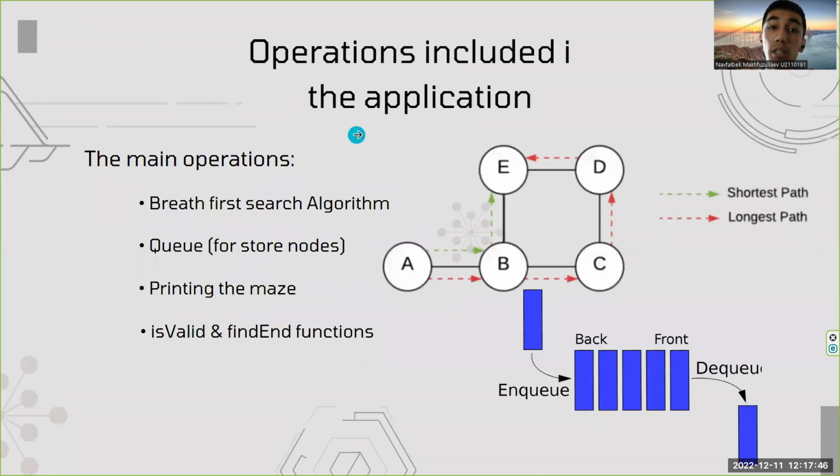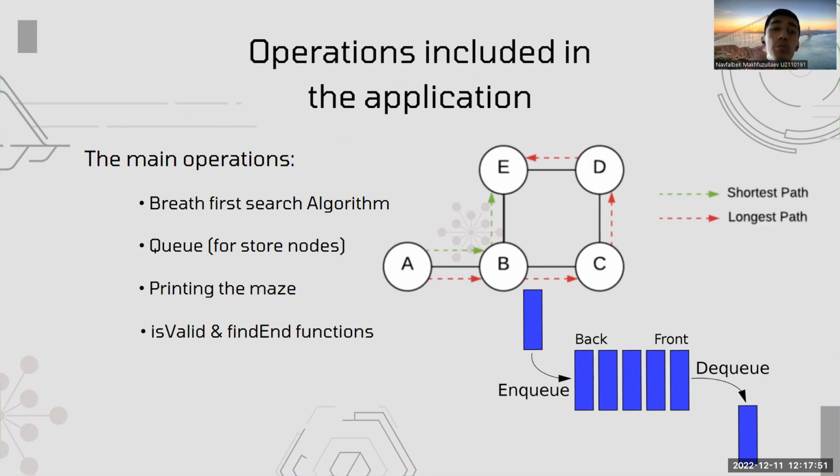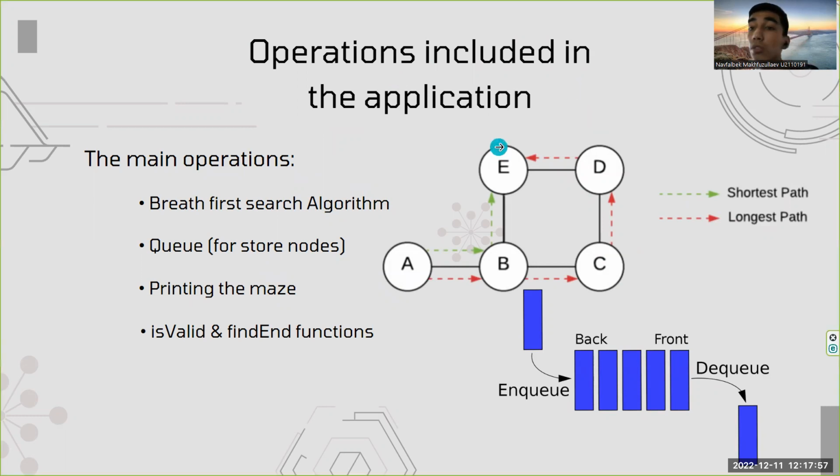Let's talk about the operations. What kind of operations have I included in my application? The main operation is the breadth first search algorithm, because it helps us to find the shortest path from one destination to another, as you can see on the graph here.